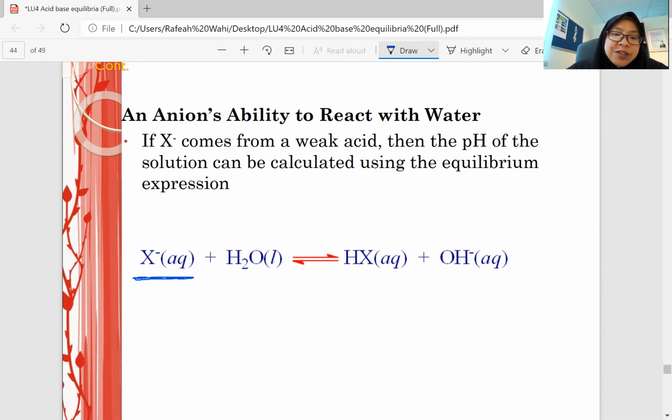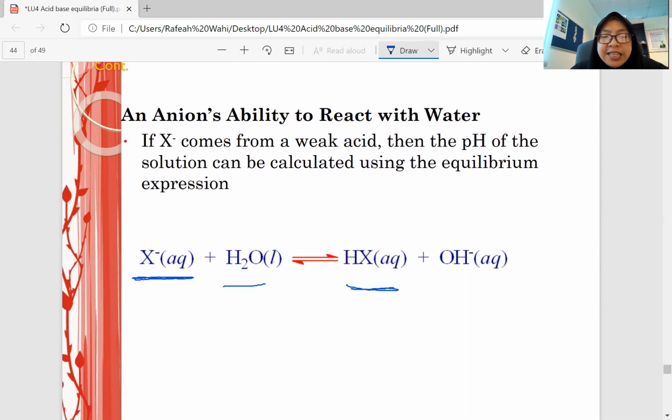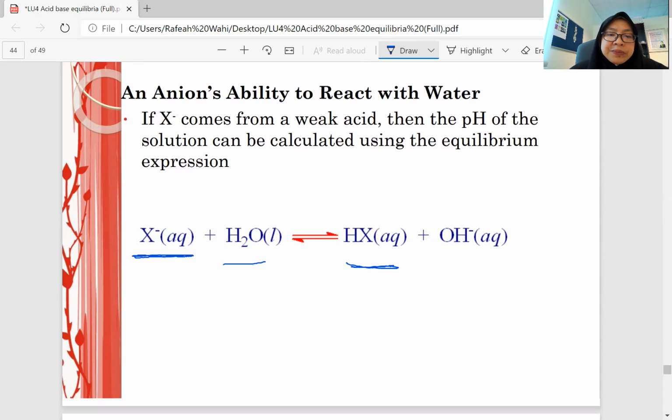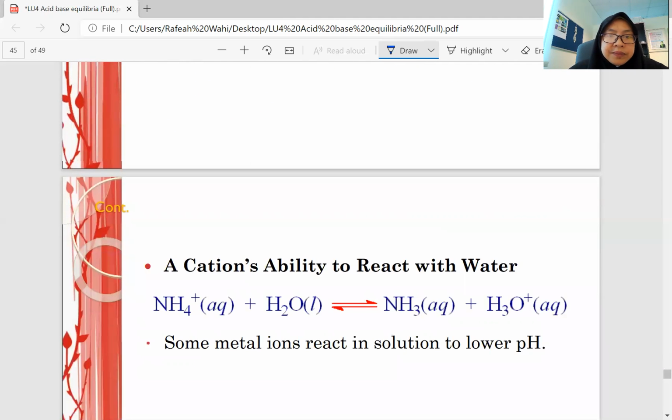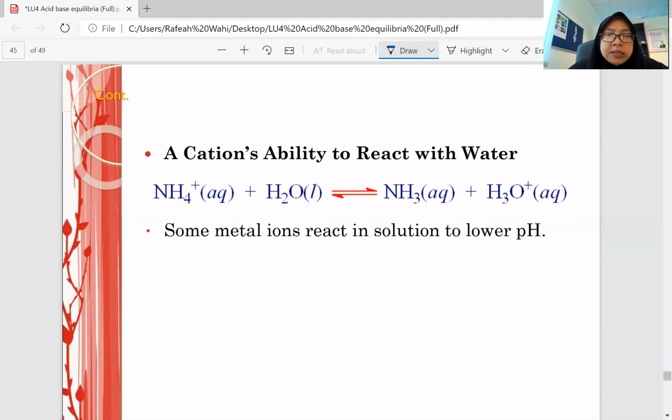Dissociation of the conjugate base in water results in the products HX, which is the weak acid, and also the hydroxide ion. Some metal ions react in solution to lower pH.